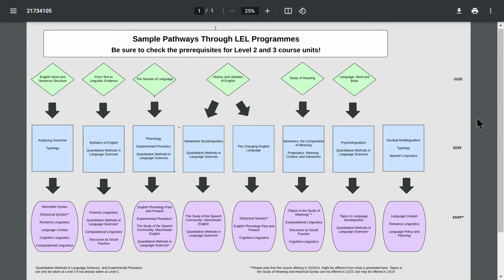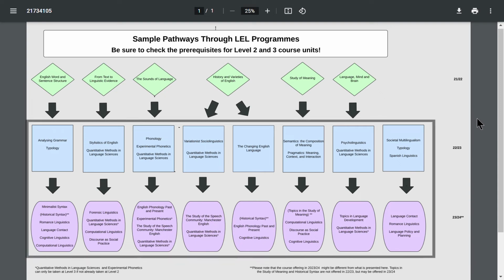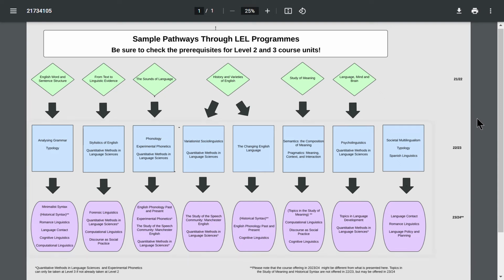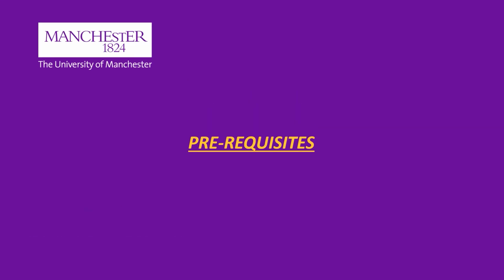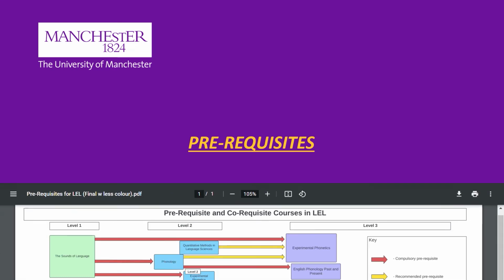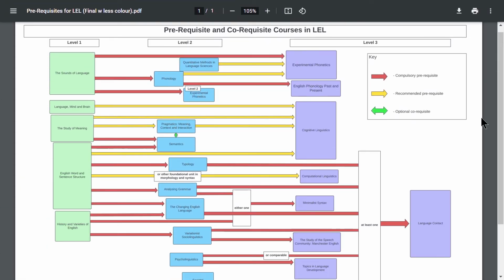As you progress into Level 2 and Level 3, you will have a much larger number of module options to choose from. Take care, though, as many of these modules have prerequisites, or modules that you are required to have already taken in order to be allowed to access a specific module. For example, in order to be able to take the Level 2 module Phonology, you must have taken the Level 1 module The Sounds of Language in a previous year.